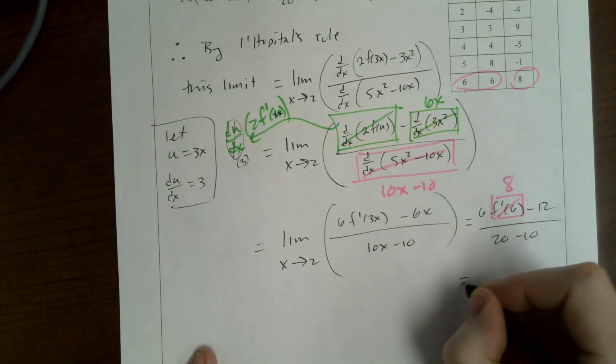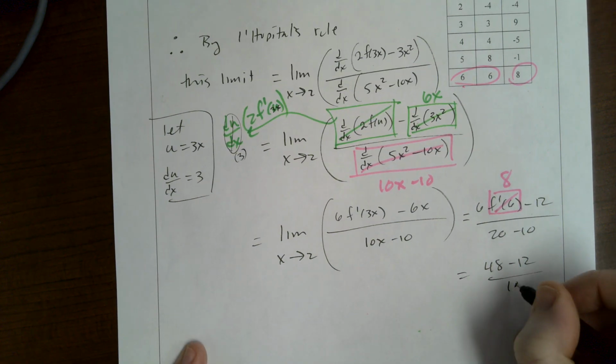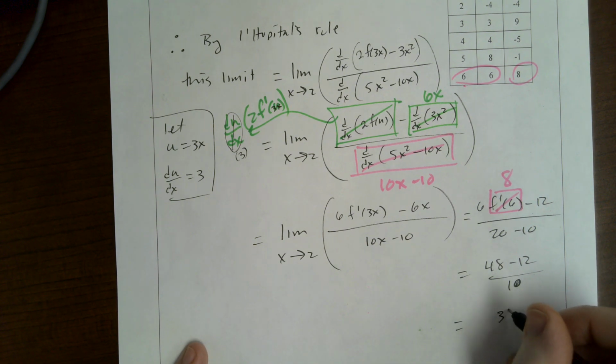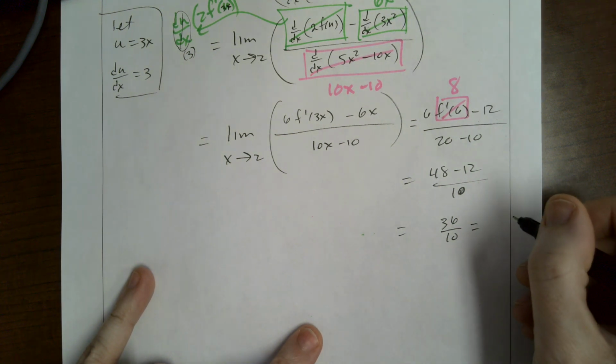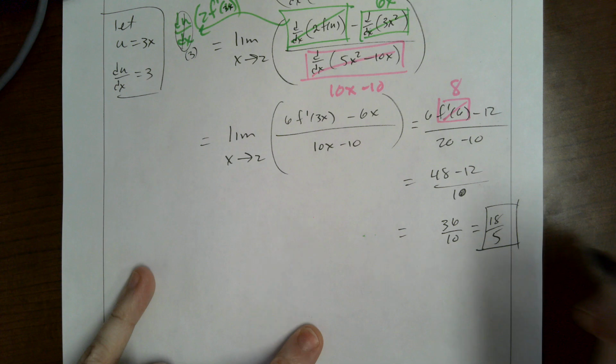So this is 48 minus 12 over 10. 36 over 10. 18 fifths, I think.